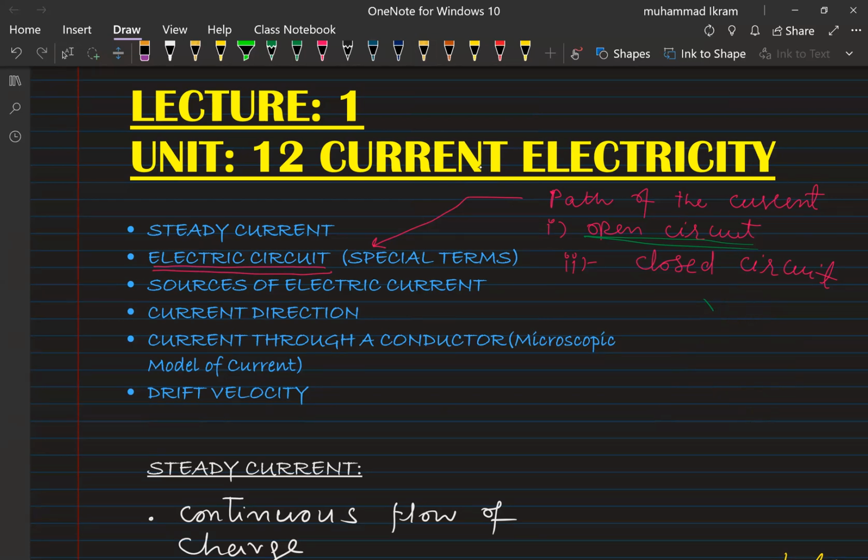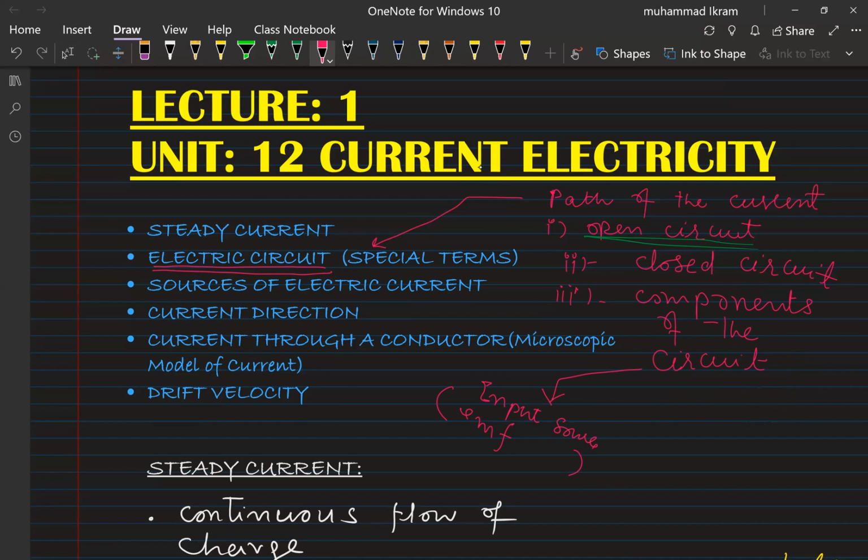Clear? Now another important thing here is the circuit components, the components of the electric circuit. What are the components of the circuit? The circuit must have some input source. You have the input source in your circuit. Sometimes we call it the EMF source. Later on, we will discuss the EMF in great detail.